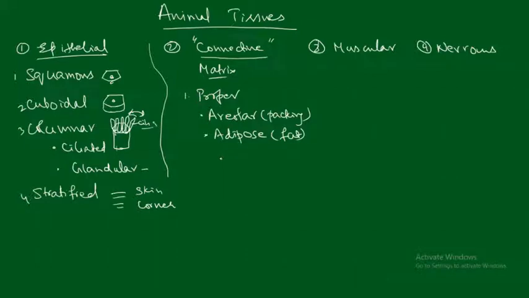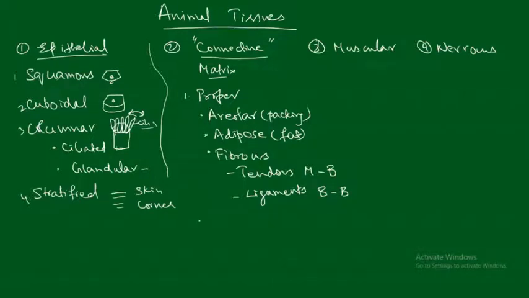Then we have the other type of connective tissue proper, which is the fibrous connective tissue, and it is present in the form of tendons and ligaments. What is the main difference between these two? Tendons connect the muscle to the bone, whereas ligaments connect the bone to the bone and hold them in position. So that is the main difference between tendons and ligaments.